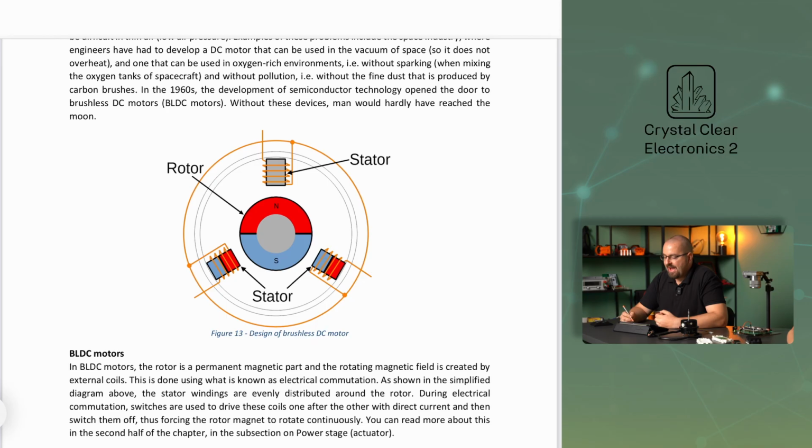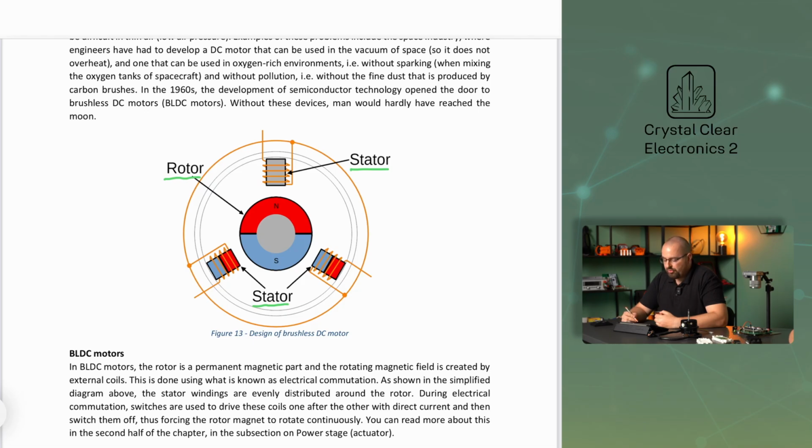In BLDC motors, the rotor is a permanent magnetic part and the rotating magnetic field is created by external coils. This is done using what is known as electrical commutation. As shown in this simplified diagram, the stator windings are evenly distributed around the rotor.